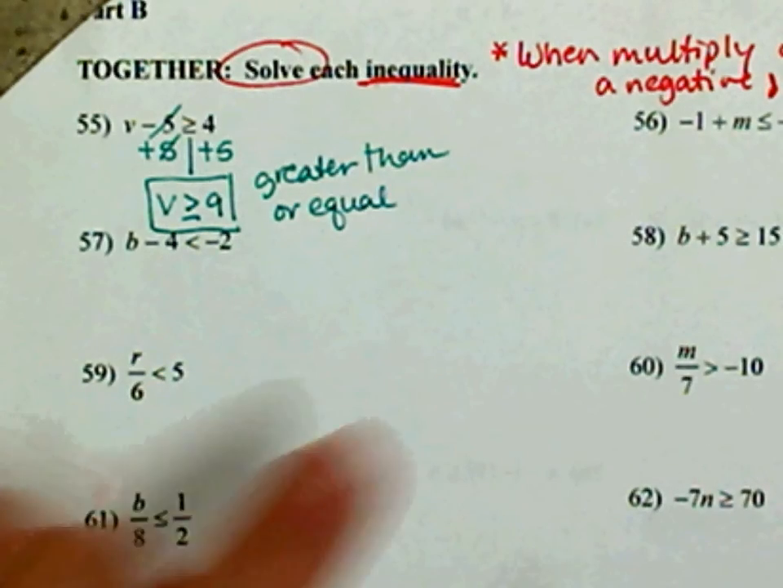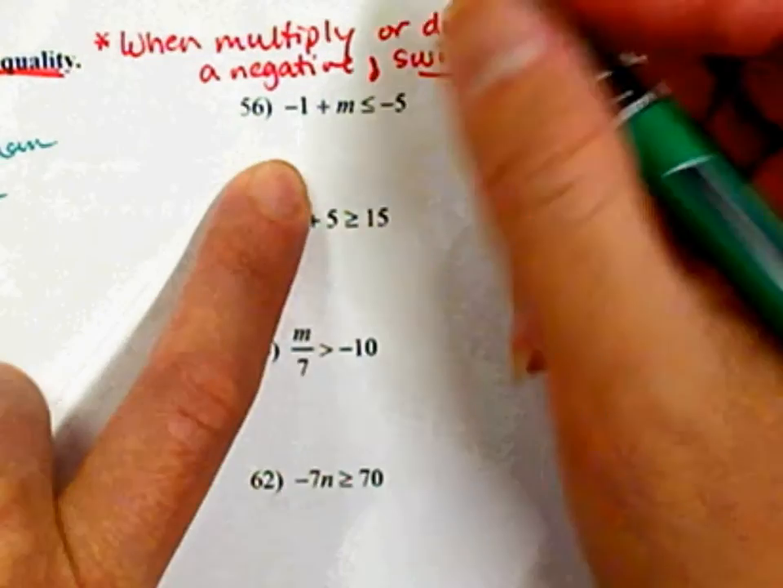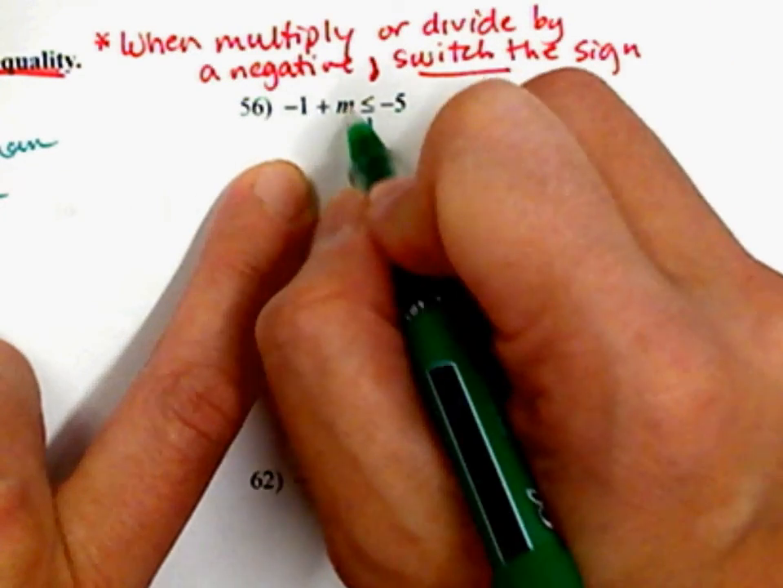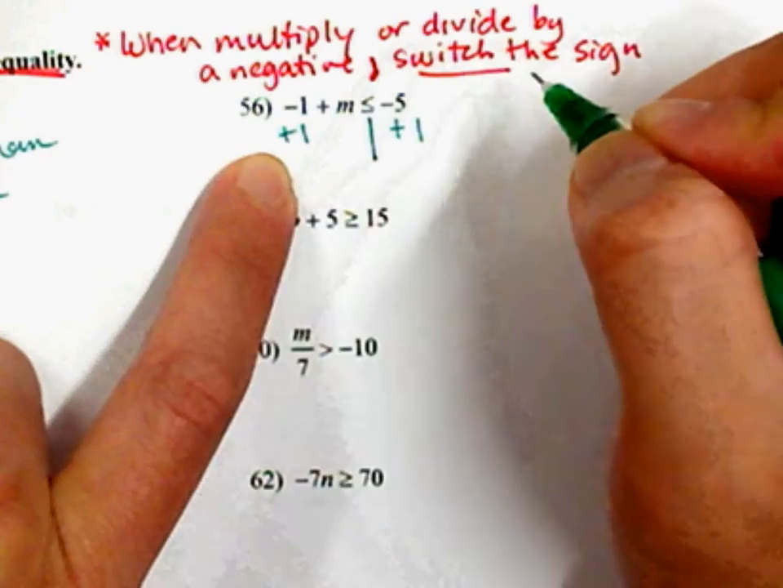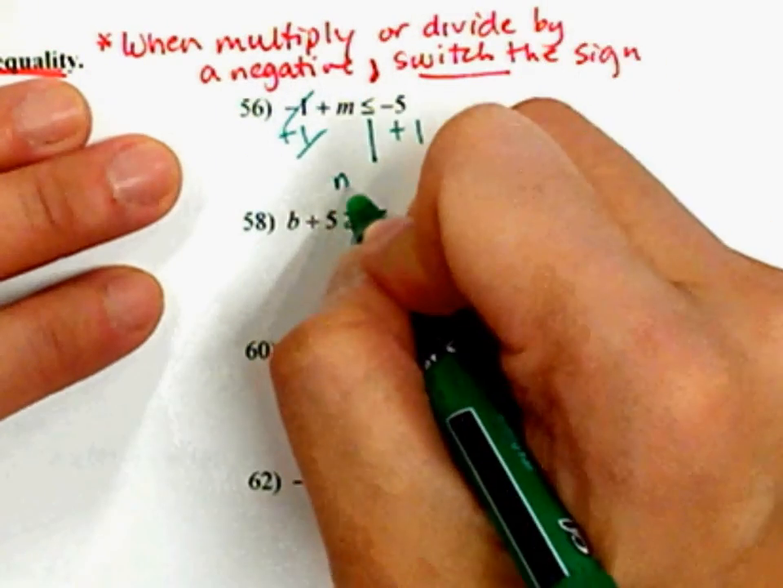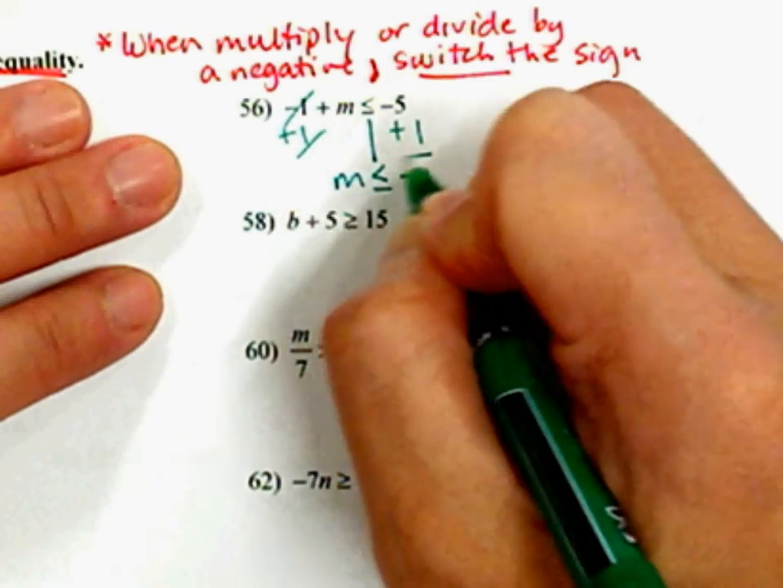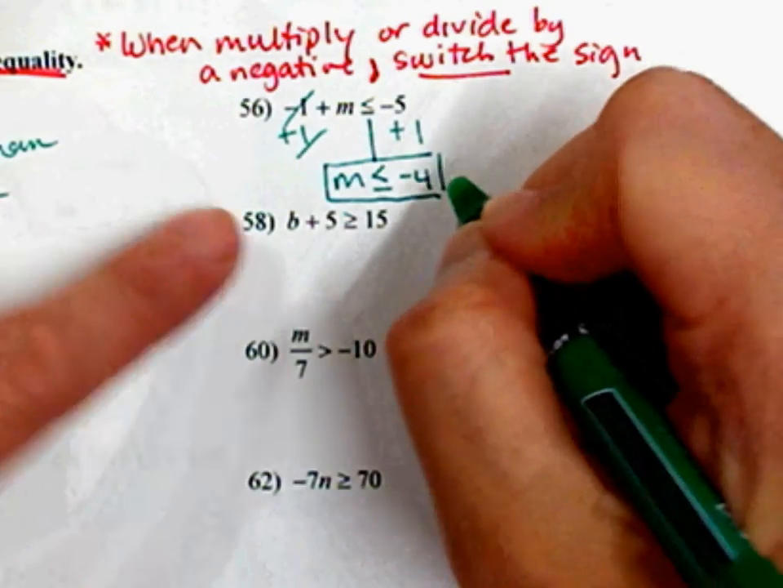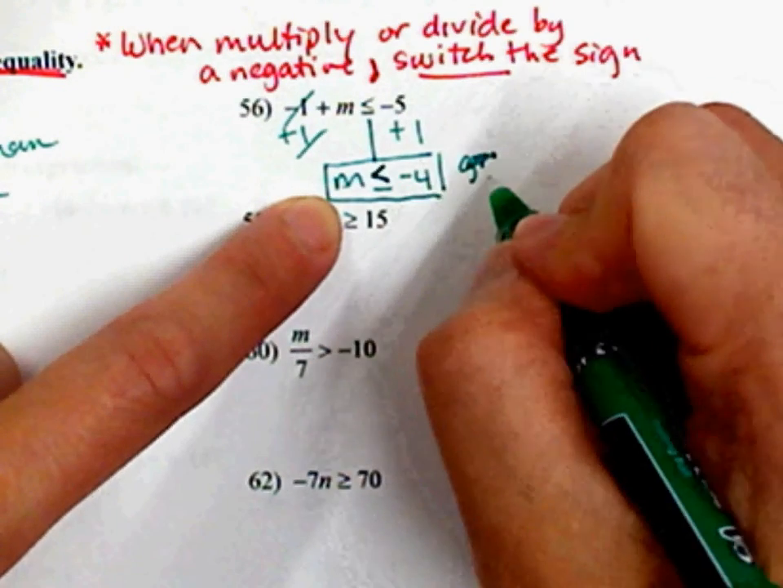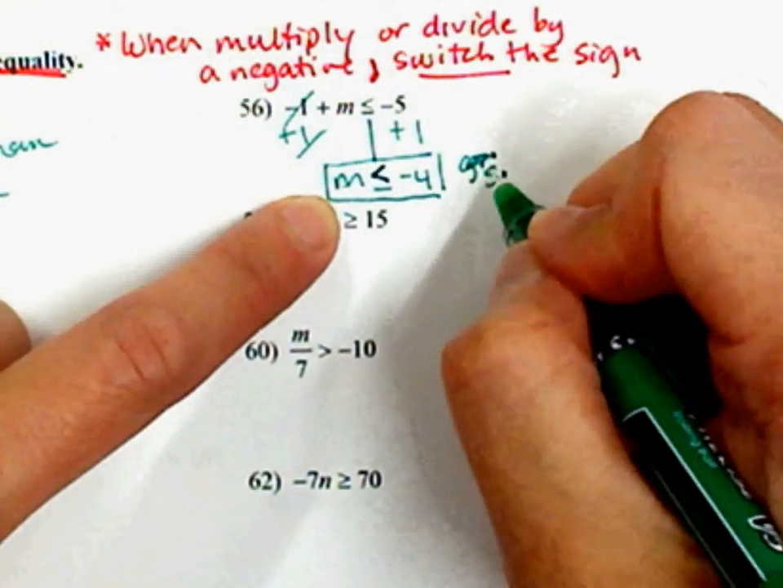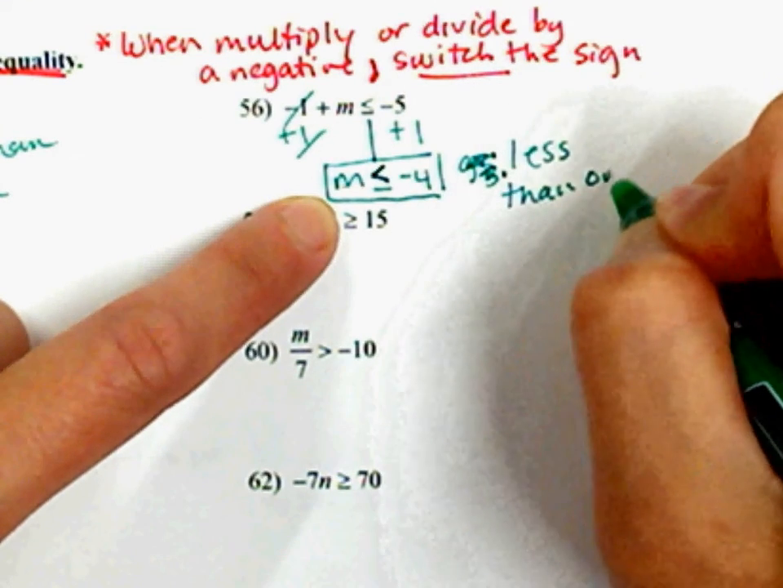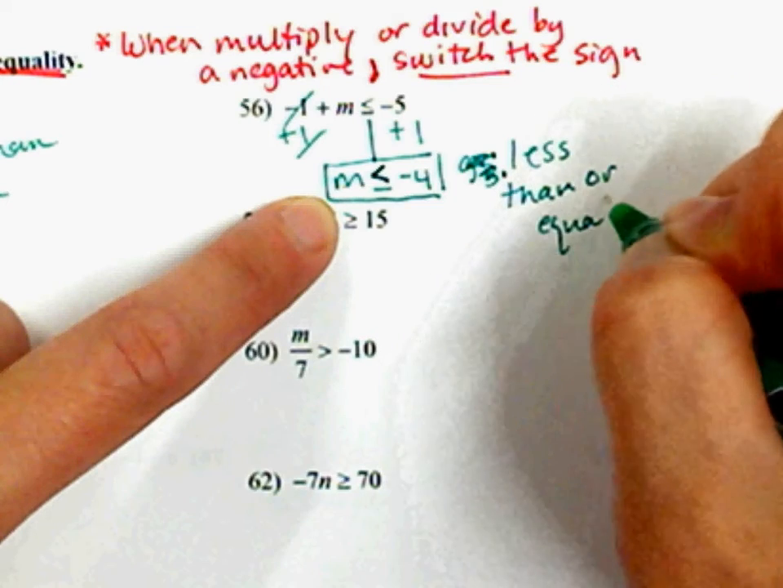Number 56. Negative 1 plus m, two terms. So I add 1 to both sides. I did not divide or multiply, so I don't need to worry about switching. Cancel, so m is greater than or equal to negative 4. M, see how this is smaller? Not that, sorry. Is less than. I can't write today. Or equal to. Okay?